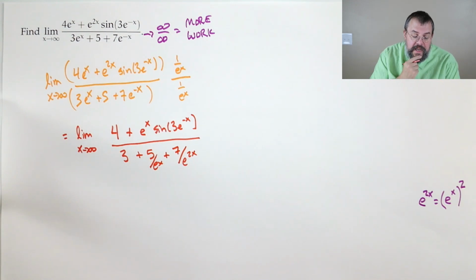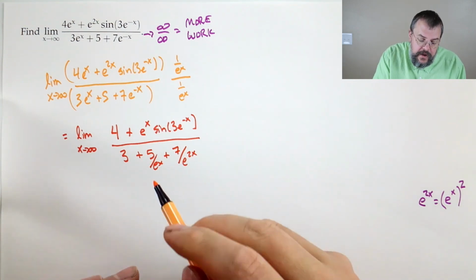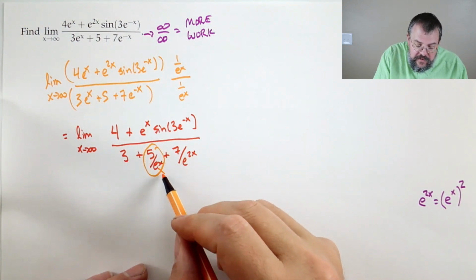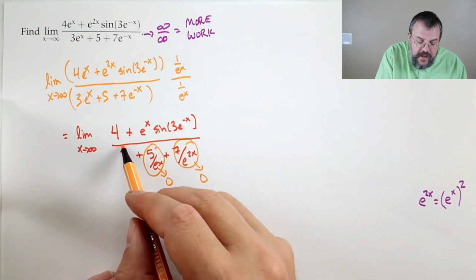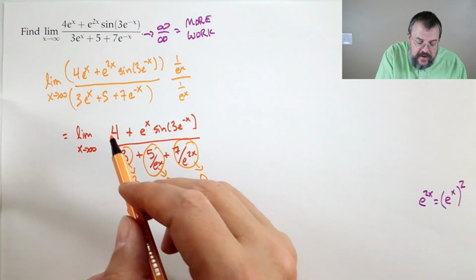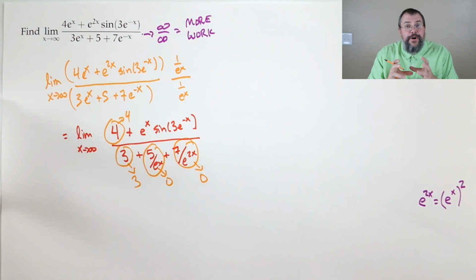All right, so we're making progress. So good news, good news. Now, what do we know? Well, we spot some things. The 5e to the x goes to 0. 7 over e to the 2x goes to 0, so that's happy. 3 goes to 3. Great. 4 goes to 4. Wonderful. That says we know most of it. But we don't need to know most of it. We need to know all of it.